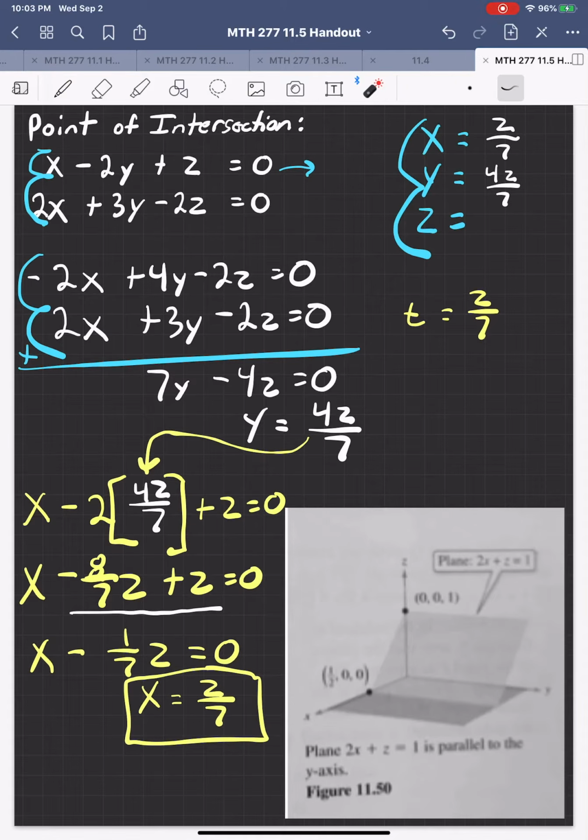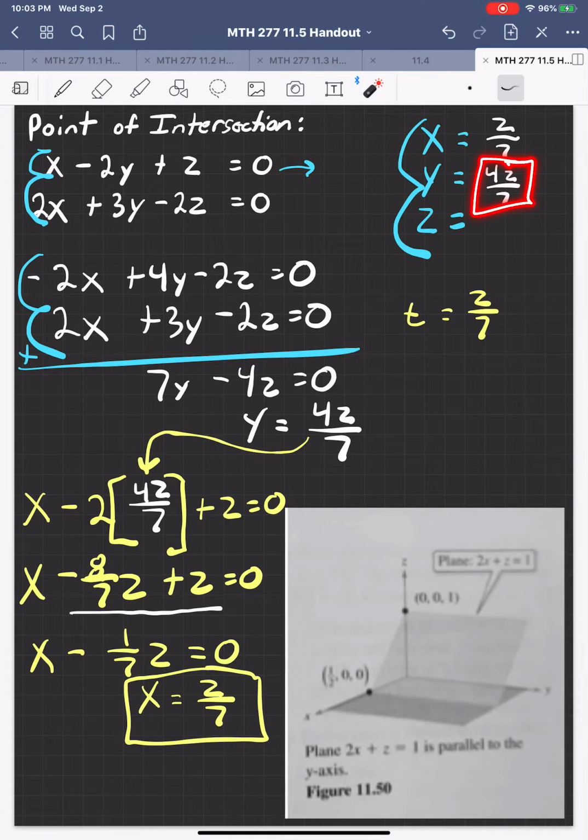You're like, why'd you do that? Because watch how easy this becomes. Now, everywhere I see a z over 7, I'll just put a t there. Well, here's a z over 7, so I'll just put a t here. And now this is 4z over 7.